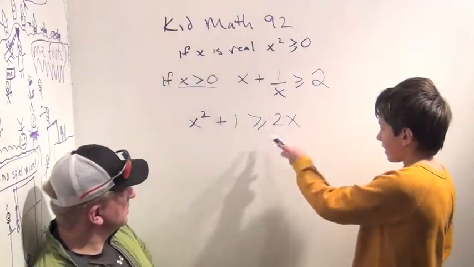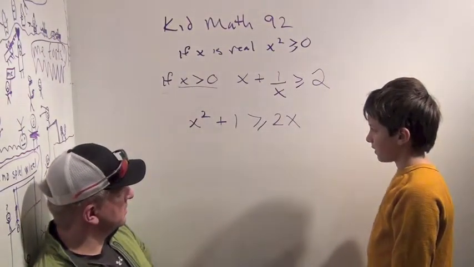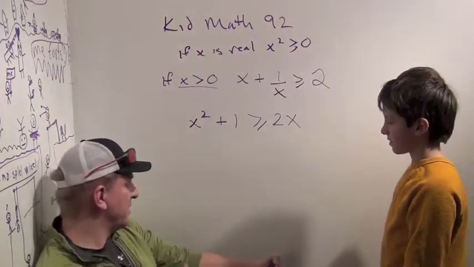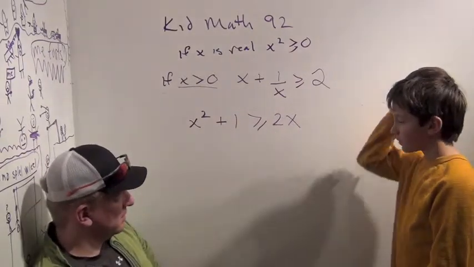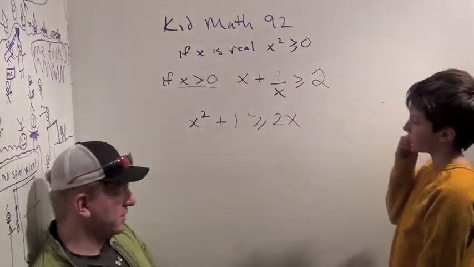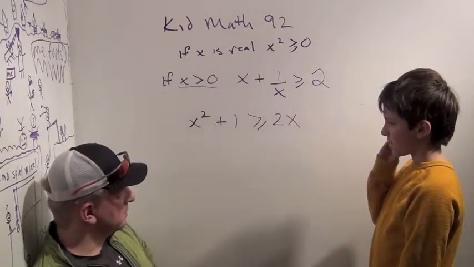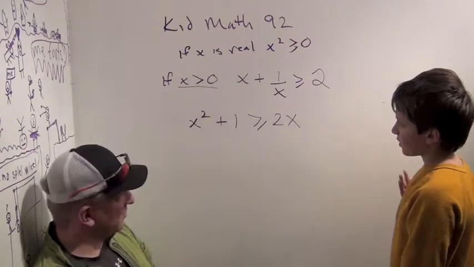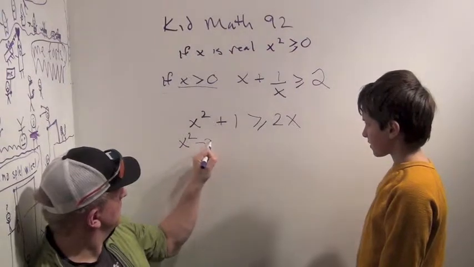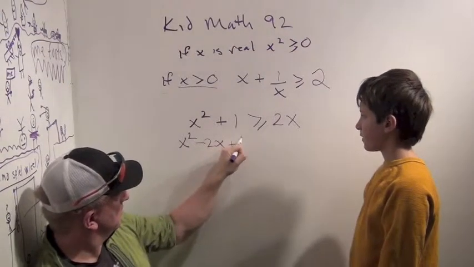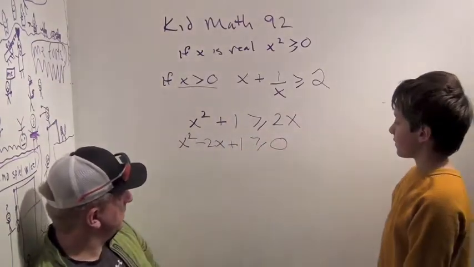It would be nice if we could eliminate the 2x. How would you do that? Dividing by 2x doesn't work, and even if you did, that would get you something greater than or equal to 1. We want something greater than or equal to 0. If we subtract 2x from both sides, you get x squared minus 2x plus 1 is greater than or equal to 0. At least we have the 0 now.